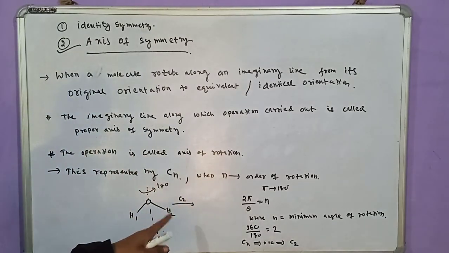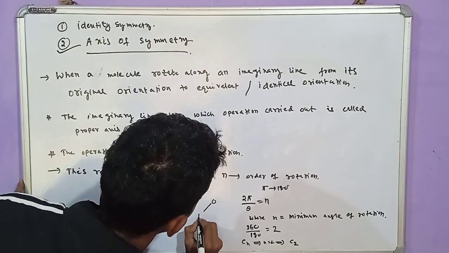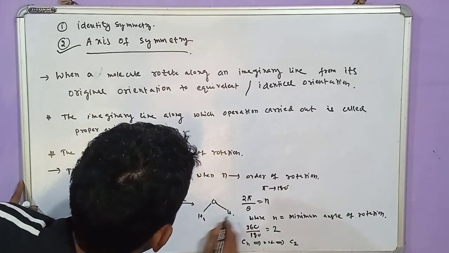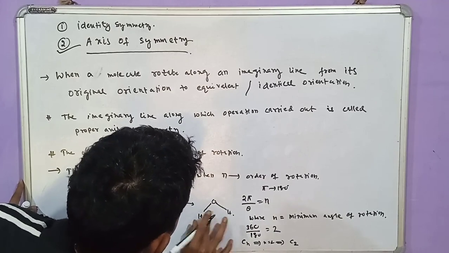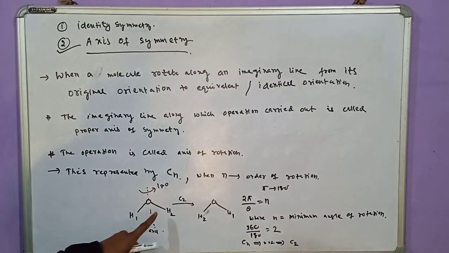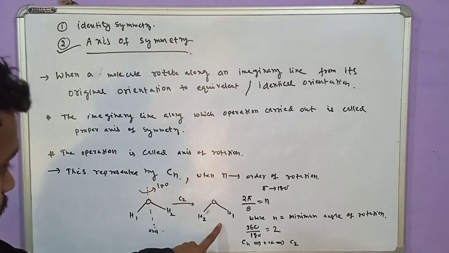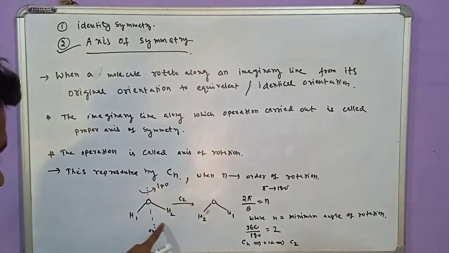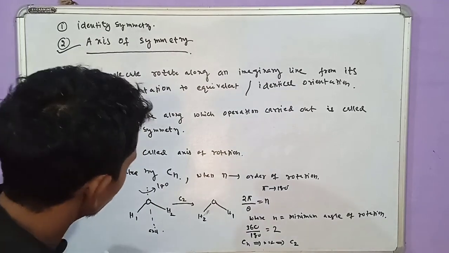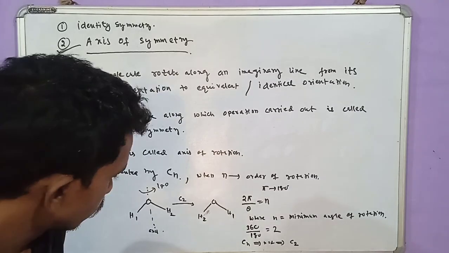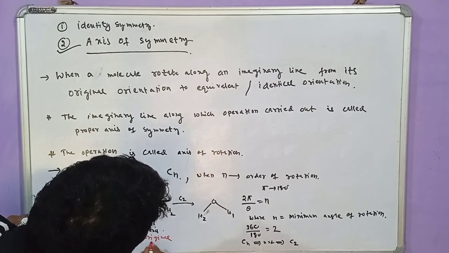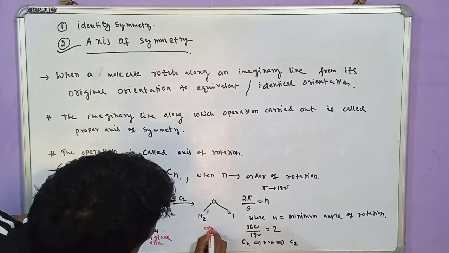If I rotate by C2, then what will you get here? This will come here, and this will come there. This is 2 and this is 1. After rotation we should get an equivalent orientation, so this is a symmetry operation. Here we rotate by C2. This is the original orientation, and this is the equivalent orientation.